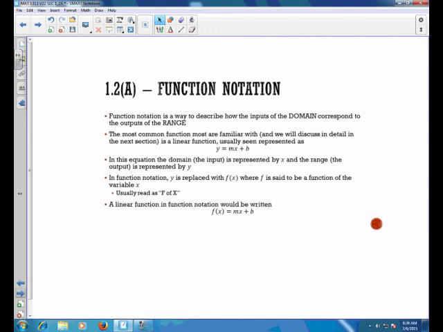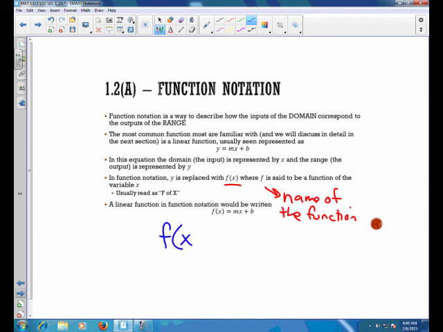In function notation, all we do is replace y with this thing, f of x, where f is said to be the function of the variable x. We usually read that as f of x. F is the name of the function. So if we write a linear function in function notation, we write it like you see here: f of x is equal to mx plus b.